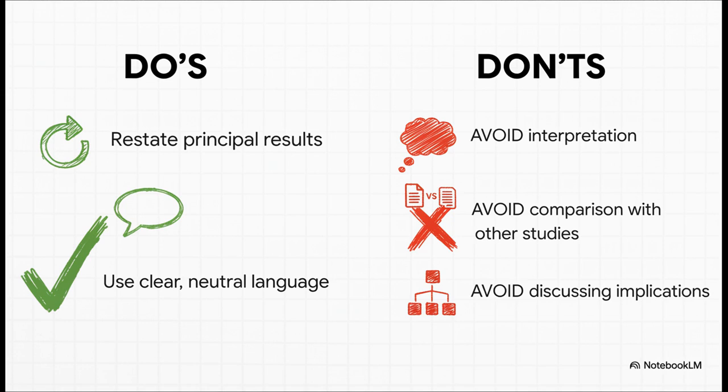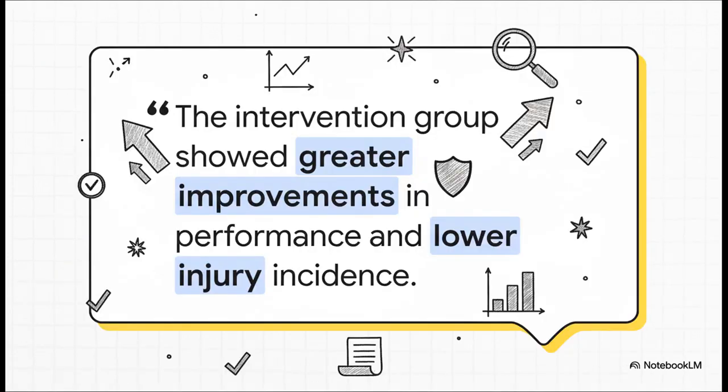And that list of avoids over there, that's your checklist for success. Absolutely no interpretation. No comparing your results to what other people found, and definitely no talking about the implications. And here's a perfect example of what that looks like in action. See how clean that is? It just states what happened. But notice what's not there. There's no speculation about why it happened. There's no discussion about how this could be a game changer. It's just a purely factual, direct summary of the key finding. It's the perfect way to leave your reader with a crystal clear takeaway.